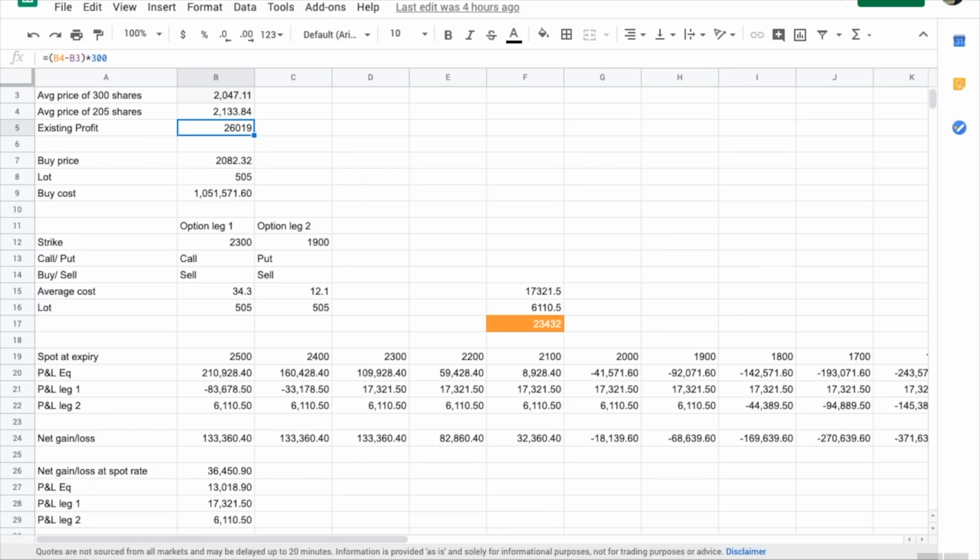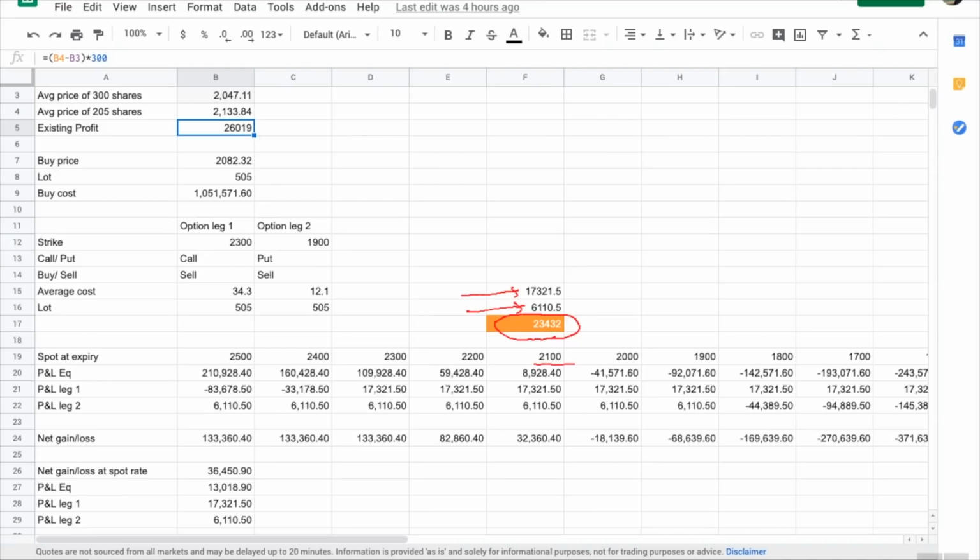Now let's look at how much profit or loss I make from the position at various prices at expiry. I extend my heartfelt thanks to Mr. Ashish Rajgaria, an active member of our Discuss Nifty Telegram group, for taking time out to create this awesome Excel sheet. By selling the 2300 call and 1900 put options, I collected a credit of rupees 23,432, rupees 17,321.5 from the call option, and rupees 6,010.5 from the put option.